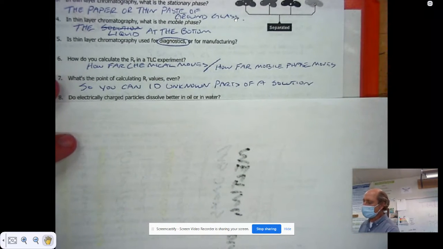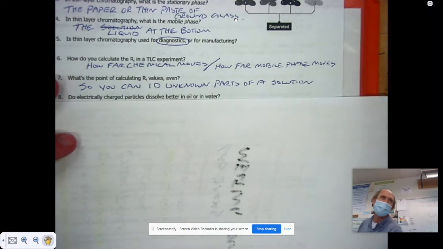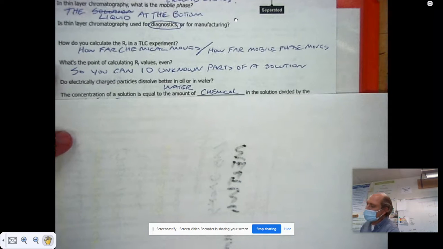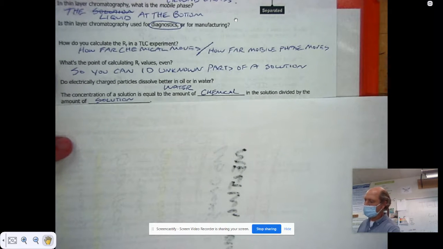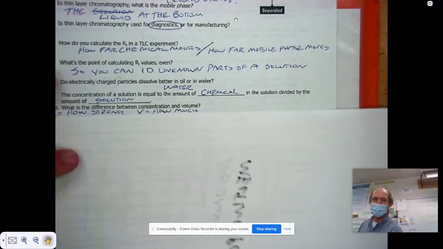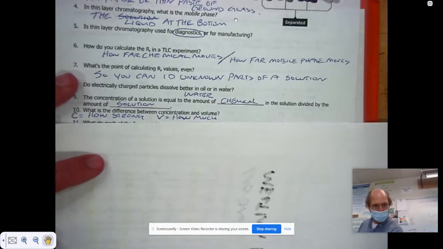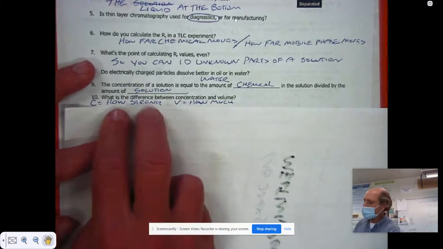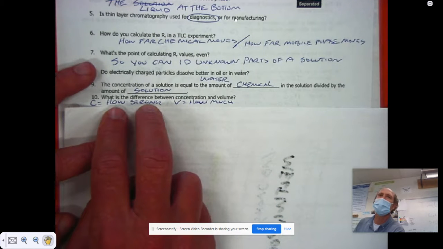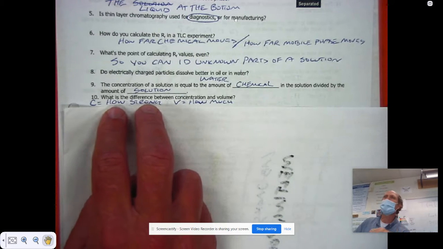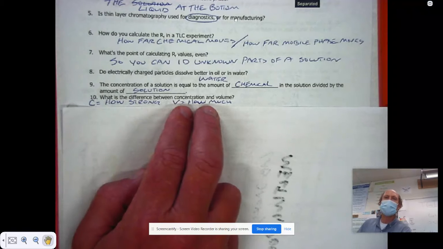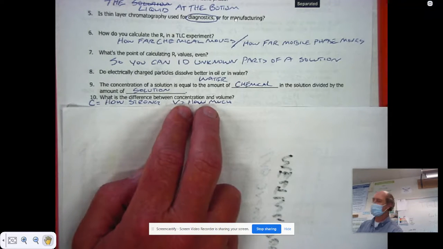Electrically charged particles dissolve better in water. Like salt dissolves in water, it doesn't dissolve in oil. The concentration of a solution is equal to the amount of chemical in the solution divided by the amount of solution. So what's the difference between concentration and volume? Concentration is like how strong or how dense the solution is. Like a super strong glass of Coca-Cola would be super sweet, that's like its concentration. The volume is how much, like if you have a cup or if you have a bucket or whatever. That's the volume.